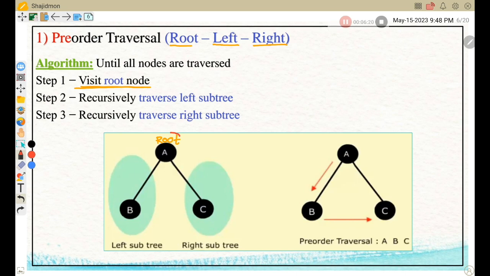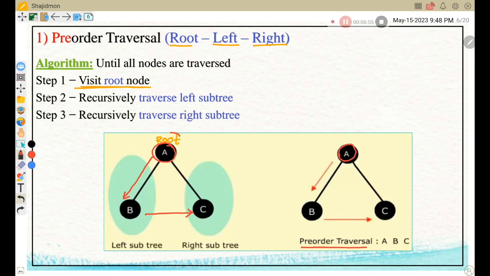Now how do we visit in pre-order? First we need to visit the root vertex. That means we visit A first. Then step 2: recursively traverse the left subtree in pre-order. That means we visit B. After that, in step 3, recursively traverse the right subtree. That means C, correct? You can see the arrows here: I marked A visited first, then B, then C. That is the pre-order traversal.